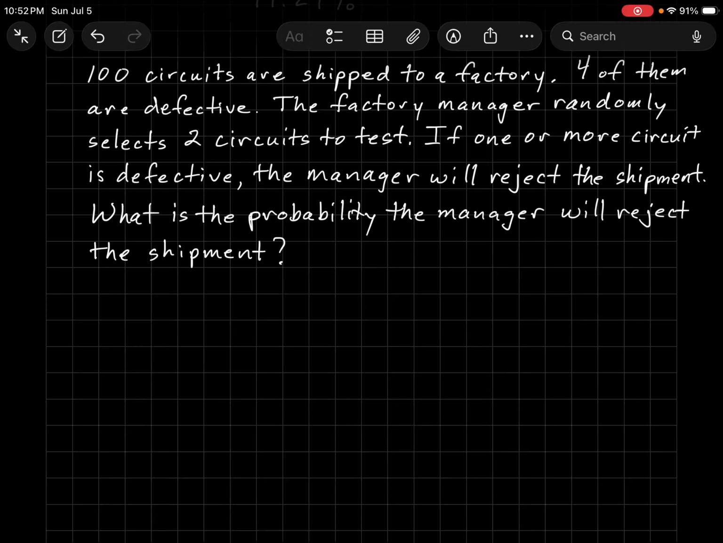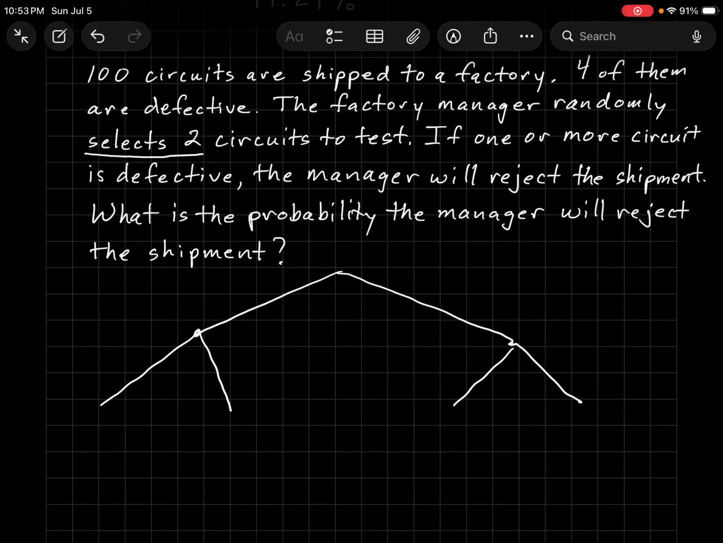If you said 2, you'd be correct. And here's how I know. I just use a slightly different word, but here's a synonym. We choose 2 circuits. So what I'm going to do is build a tree diagram that has 2 levels. The first level is going to be my first choice. And the second level is going to be my second choice, given what happened in the first choice. So I am doing conditional probability. I'm just not doing it formally with formulas.